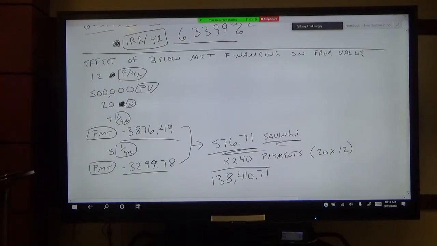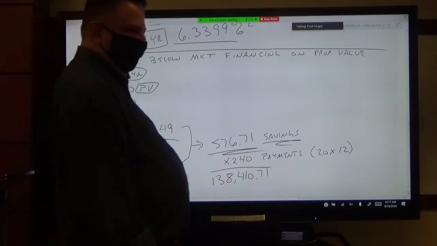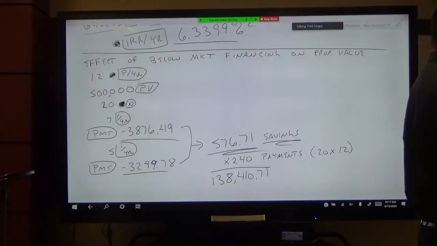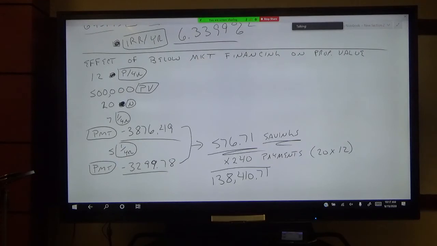So I have, in essence, saved you, out of pocket, $138,400, $470.71 over the 20-year period by charging you less in interest than you would have with a traditional bank. Yes or no? Okay. Now, good news for you, that's where I'm stopping the problem on the quiz.